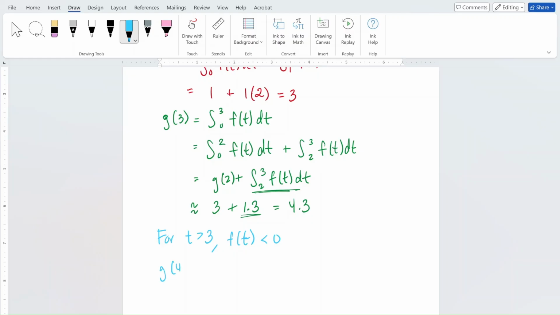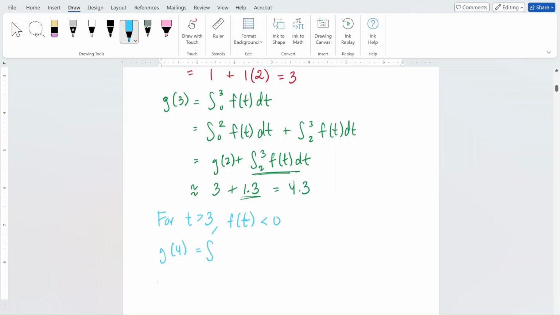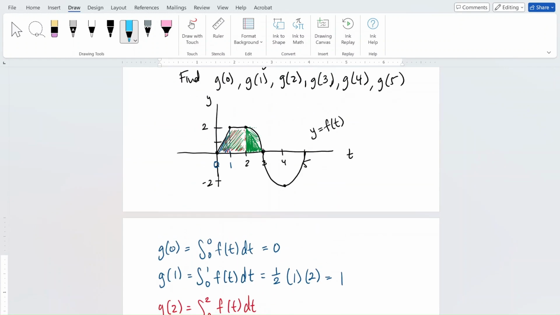When I think of g of 4, this would be the same thing as the integral from 0 all the way to 4, but I'm breaking it up into 0 to 3 first. So that's the integral from 0 to 3, which is just g of 3, plus the integral from 3 to 4 of f of t dt. Now going back up, we already know how much it is all the way from 0 to 3, but now I want this extra region down here. Notice it has the same height of 2, but negative.